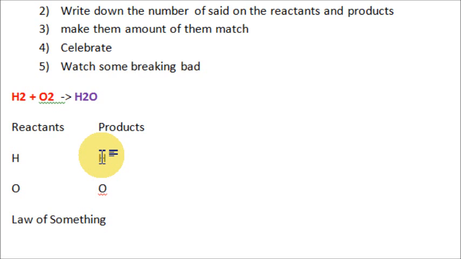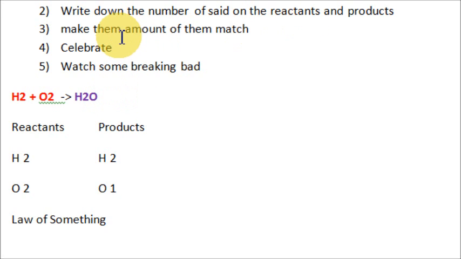Step 3, make them, oh, we didn't even finish step 2. Wow, I'm just all over the place. So write down the number of said element for each side. So for this one, there are 2 hydrogens because of the subscript there. So write a 2. There are 2 oxygens because of the other subscript there. On this side, there is 2 hydrogens and 1 oxygen.